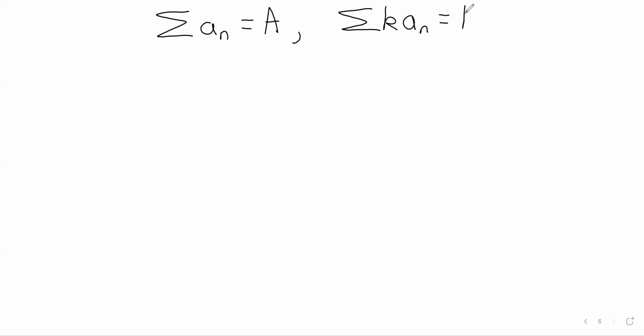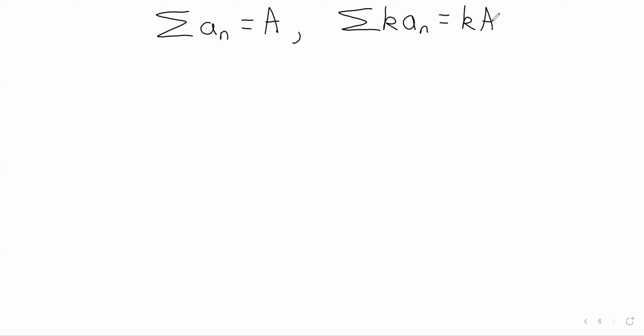Similarly, if this sum converges to A, and if we put a K there, it converges to K times A. And this is the statement that multiplication distributes over addition applied to infinite series.